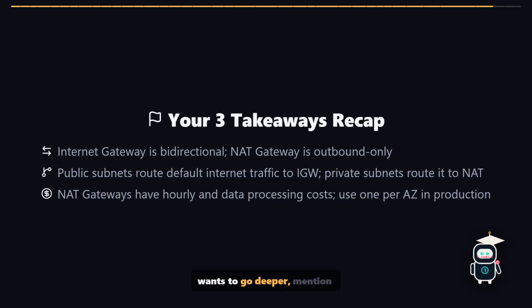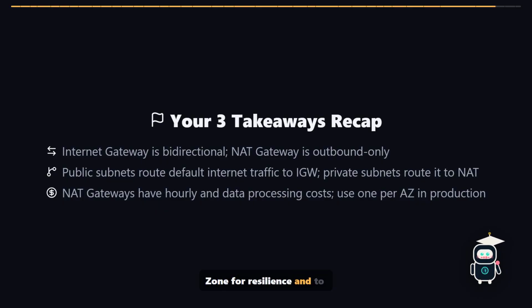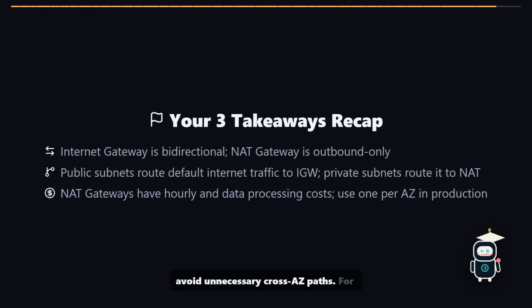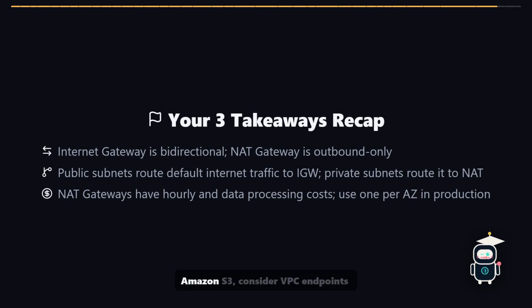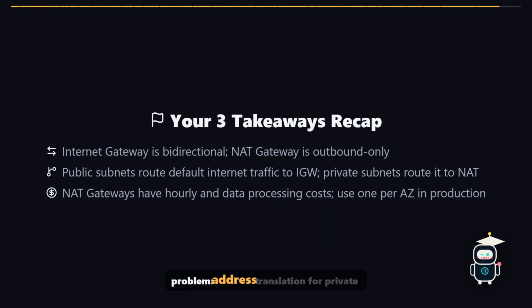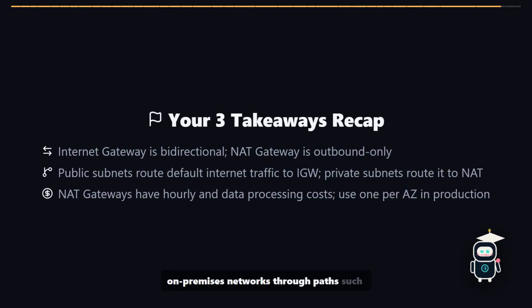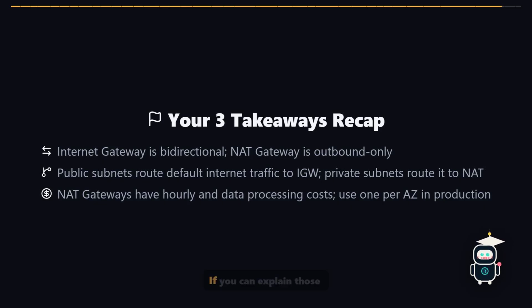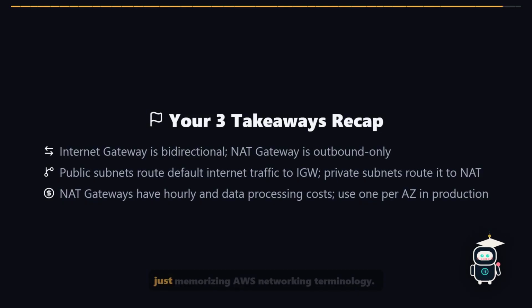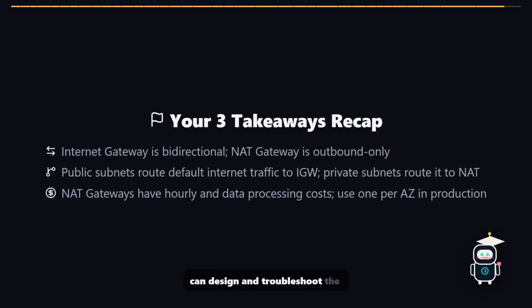And if the interviewer wants to go deeper, mention 3 more things. For a classic zonal design, consider one public NAT gateway per availability zone for resilience, and to avoid unnecessary cross-AZ paths. For supported AWS services, such as Amazon S3, consider VPC endpoints instead of sending everything through NAT. And remember that private NAT gateway solves a different problem. Address translation for private connectivity to other VPCs or on-premises networks through paths such as Transit Gateway or VPN. If you can explain those differences clearly, you're no longer just memorizing AWS networking terminology. You're thinking like someone who can design and troubleshoot the network.